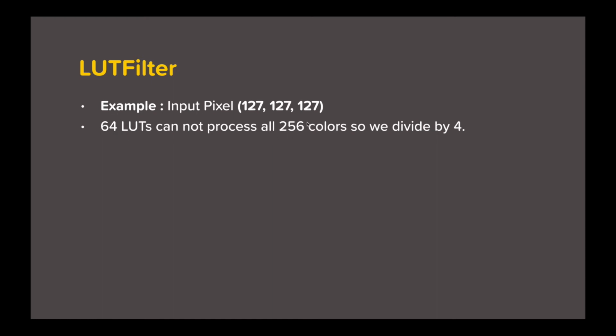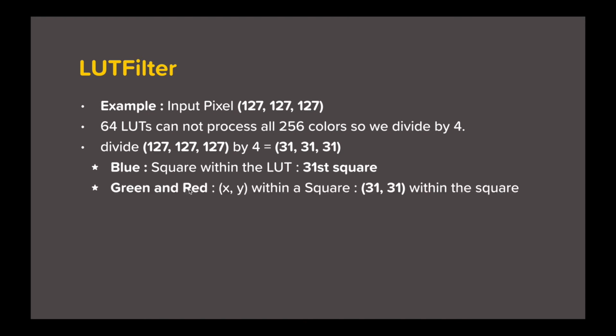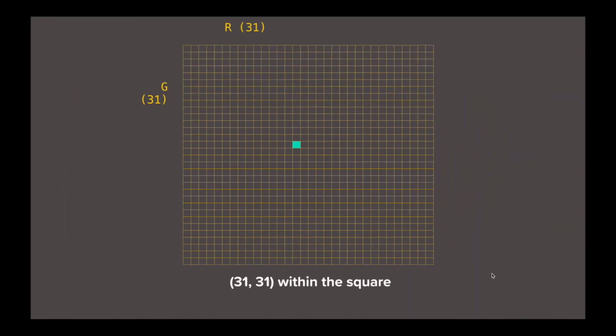Because we know it cannot process 256 colors, each value needs to be divided by 4. So we divide by 4 and we get this value instead. So the blue, the square within the LUT to pick, is the 31st square, and the green and red would be the x and y, that is 31 is x and 31 is y within that 31st square. So let us look at how that looks. We first get the 31st square from the blue value, and using this we get 31, 31 within that square.